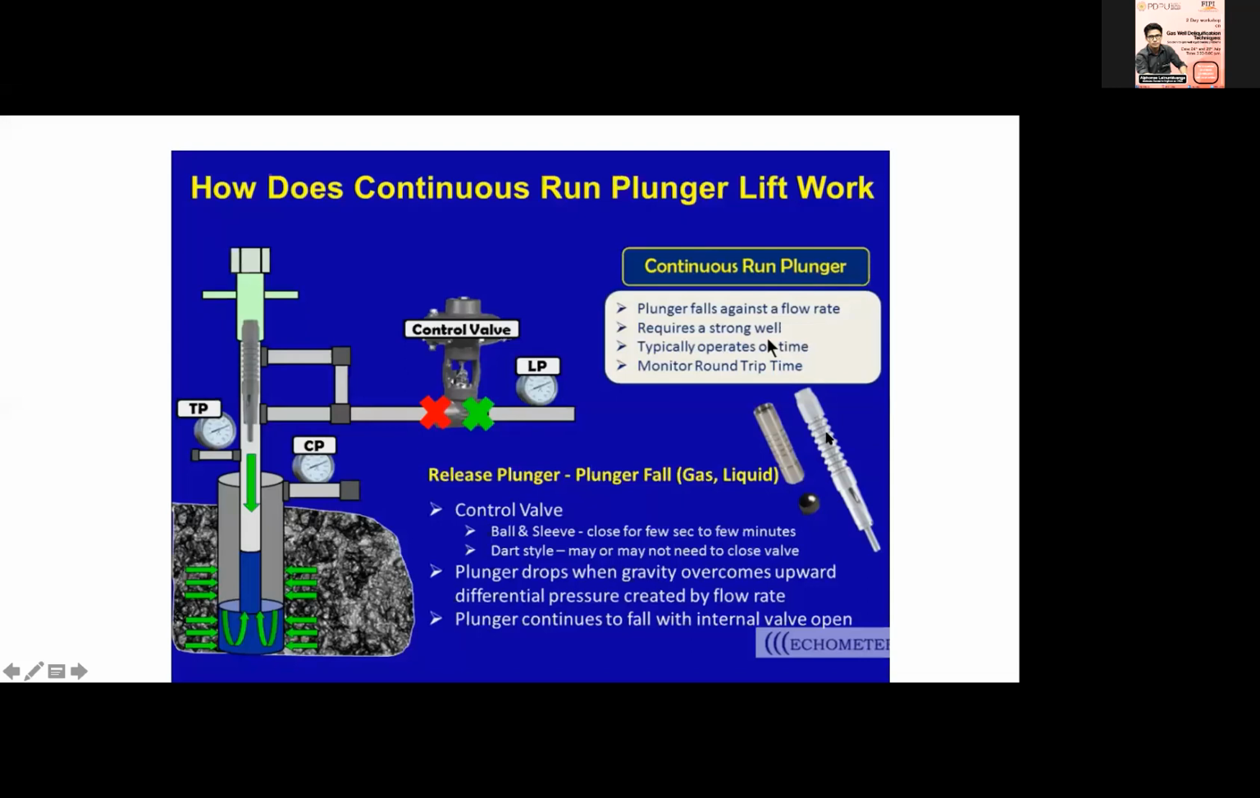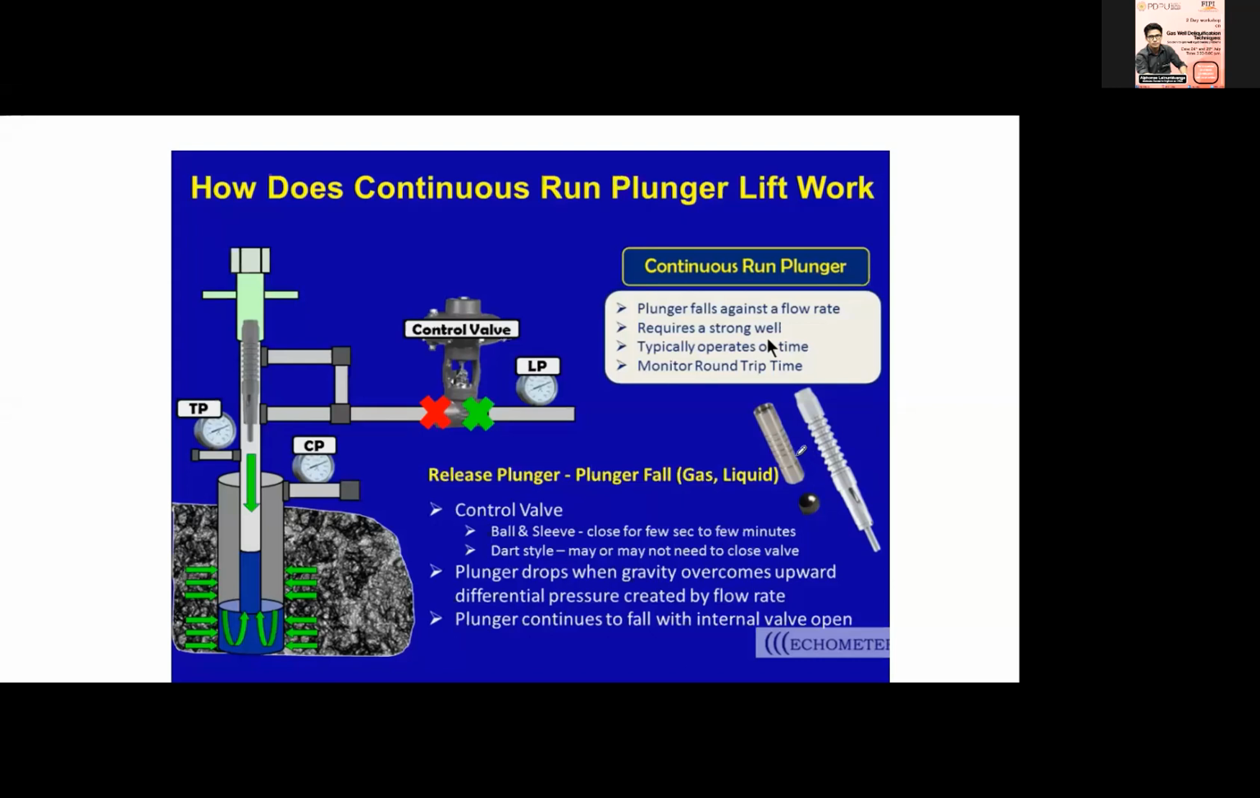In continuous run plunger, you have two types. One type is your bowl or sleeve, and you have this dart type. The difference is that your plunger will be able to fall against the flow, so you don't need to shut your valve. This is hollow, and there is a flow path inside this dart type. This is the dart type, like I said.